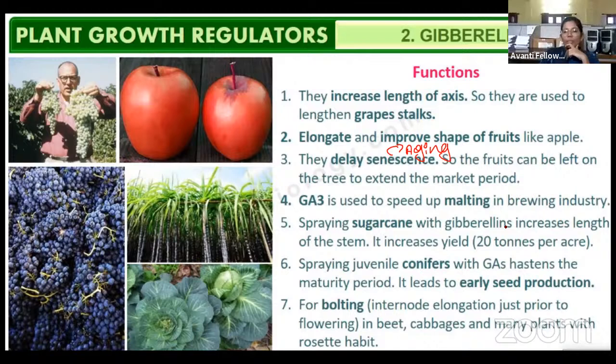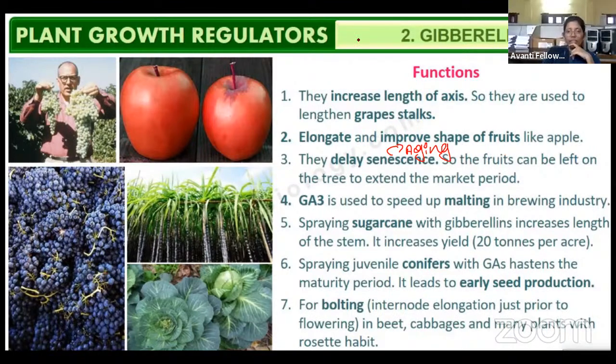If any fruit is being aged or ripened, we don't want the fruit to be ripened now because the market value is very low. So we want the fruit to be ripened after some time. What we can do is spray the gibberellins so that the aging will be delayed. It will not stop permanently, but the aging will get delayed.